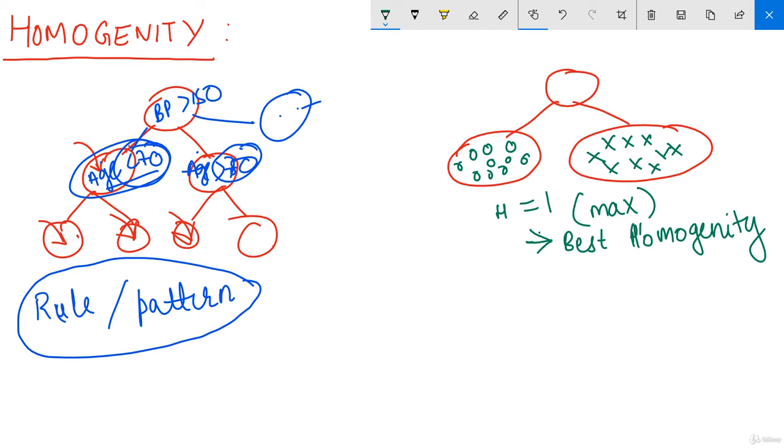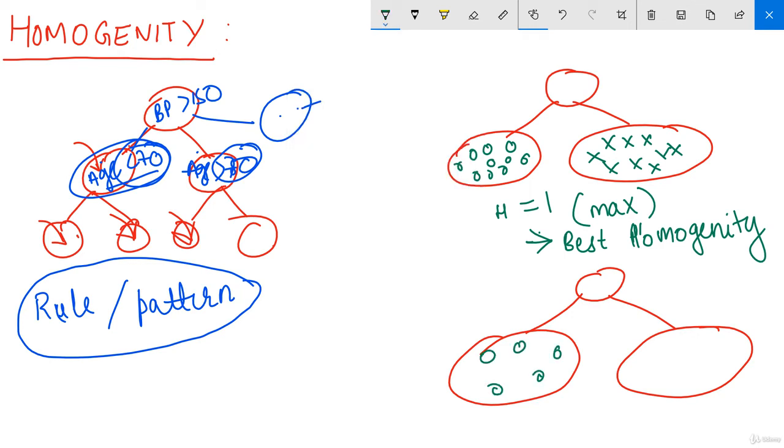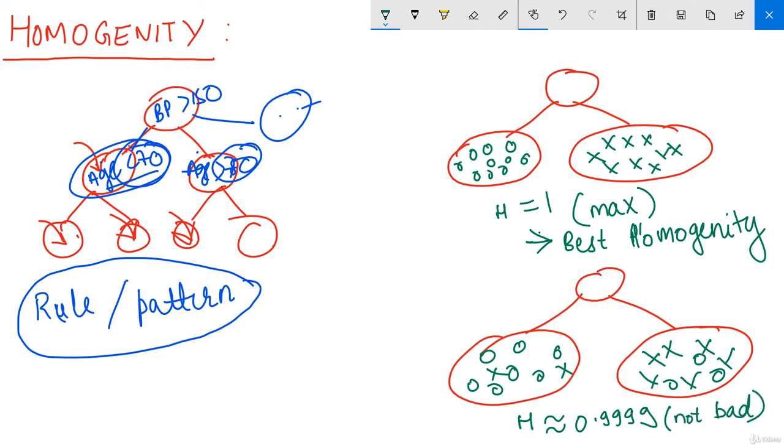Now I must show you the real world example, how real world homogeneity looks. All right, so in the real world, if I take the same example, this can be the case. I hope you are clear now what I'm trying to say. In the real world, there can be some disturbances, or you can say noise, in the data sets which make homogeneity not equal to 1. Here homogeneity can be approximately 0.9999, which is not bad, which is also good, but this is still not 1, the maximum value.